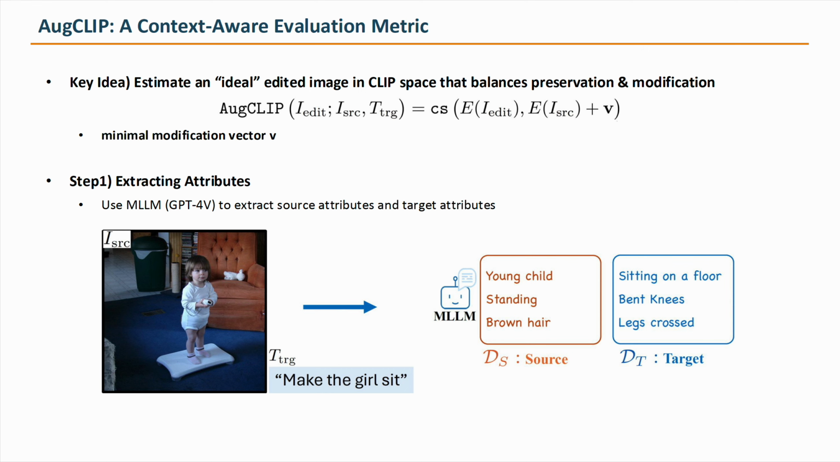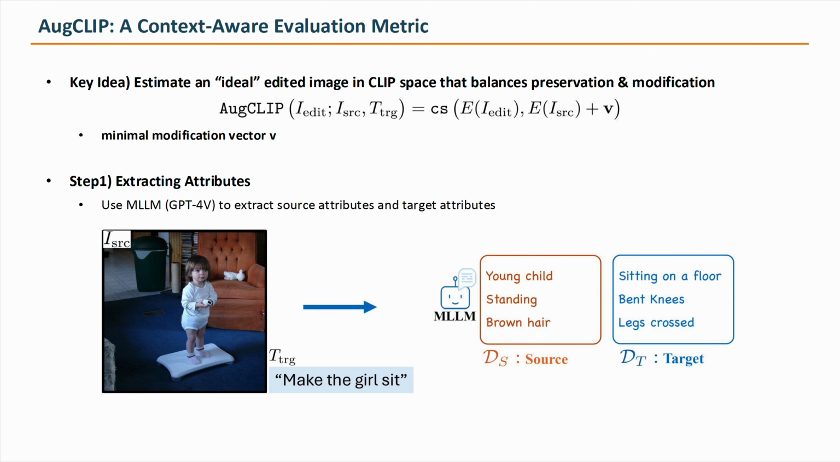To address these limitations, we propose OutClip, a metric that estimates what an ideally edited image should look like in the CLIP space. To derive the representation of the ideally edited image, we aim to obtain the minimal modification vector that alters the representation of the source image to strike a balance between preservation and modification.